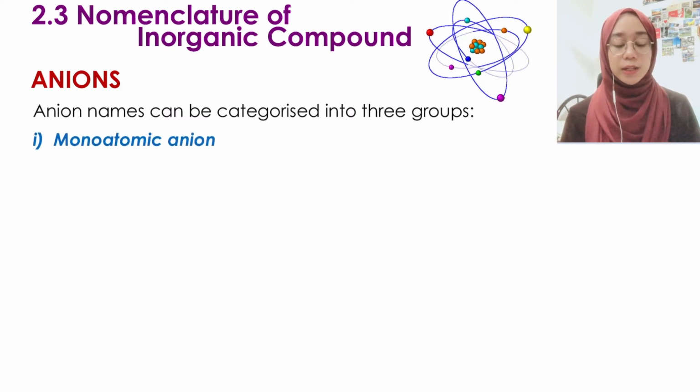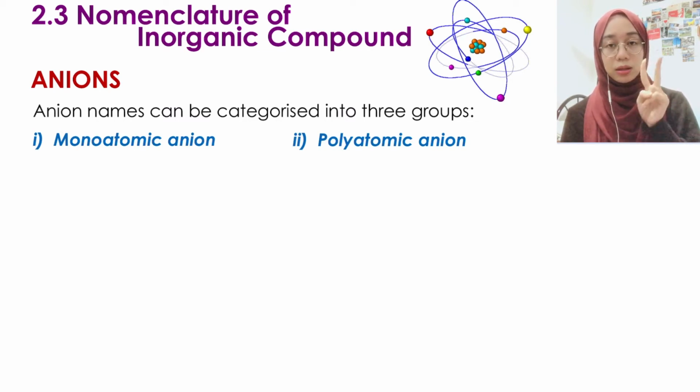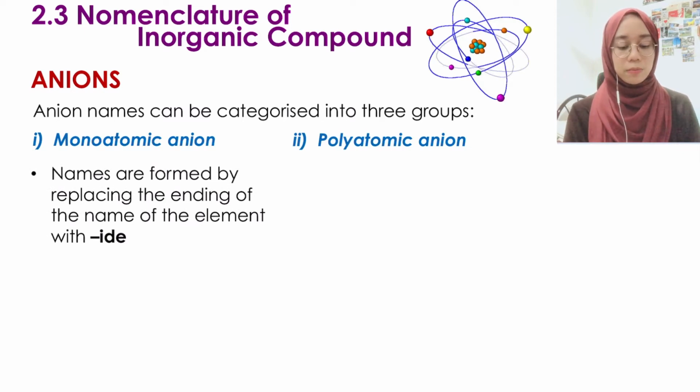Okay, so the first one kita tengok the first 2 dahulu. Kita tengok monoatomic anion and also polyatomic anion. Okay, so konsep dia sama macam tadi. Monoatomic bermaksud 1 atom only, polyatomic 2 atom. So untuk monoatomic anion, the names are formed by replacing the ending of the name of the element with "ide".